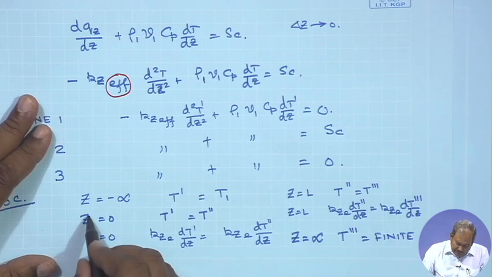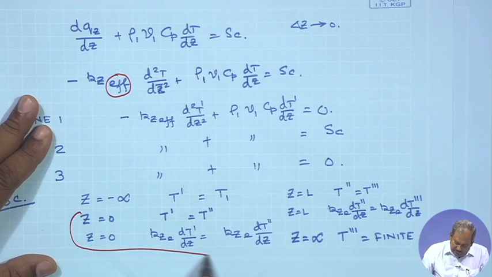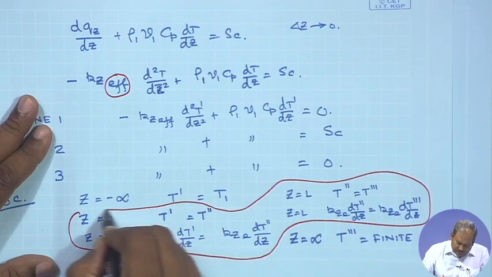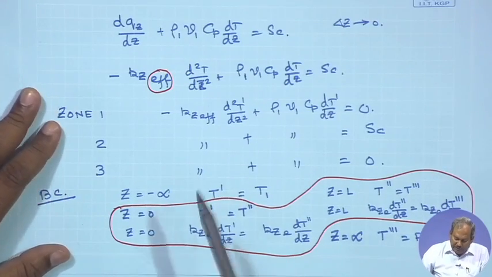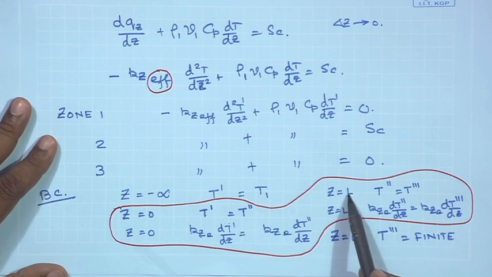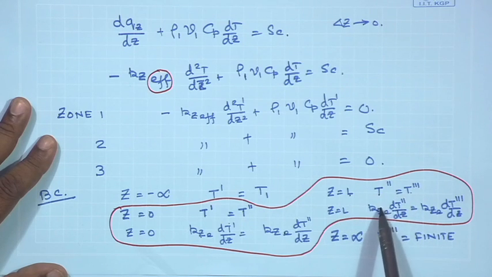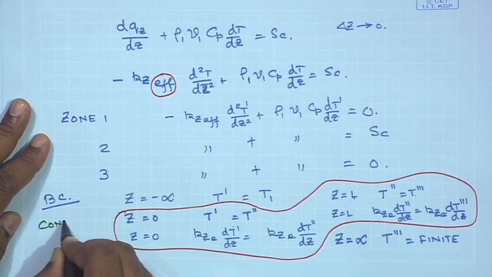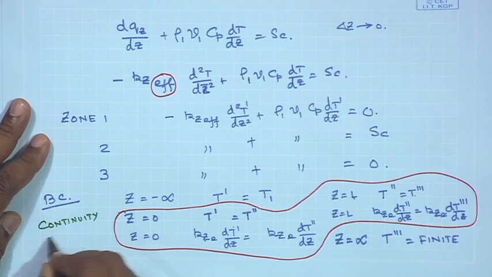So, of these 6 boundary conditions, these refer to the conditions that temperatures are the same and the heat fluxes are the same at the junction between 1 and 2, and at the junction between 2 and 3, that is at z equals L, temperatures are the same and the heat fluxes are the same. So, these are essentially continuity of temperature and heat flux.